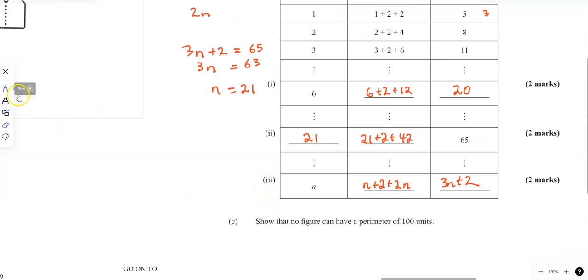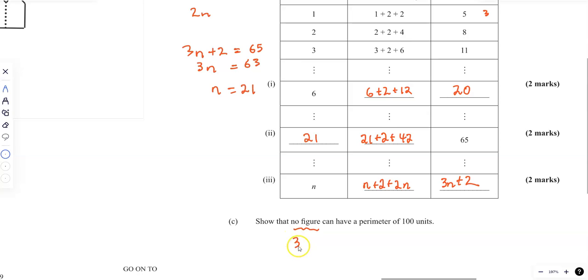So in part C, you are required to show that no figure can have a perimeter of 100 units. So this formula here represents the perimeter. So if they give you 100 units to find out whether there's any figure that has 100 units, all you need to do is to equate this to 100 and see if you find n. If n is a whole number, it means that it would have a perimeter of 100. If it's not a whole number, then no figure would have a perimeter of 100. So let's see what we get there.